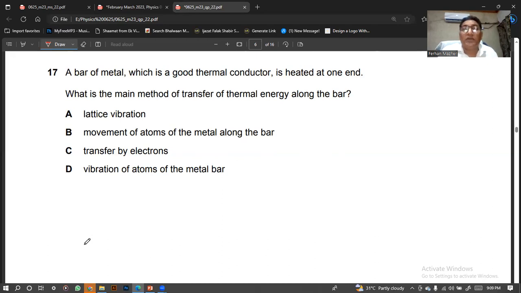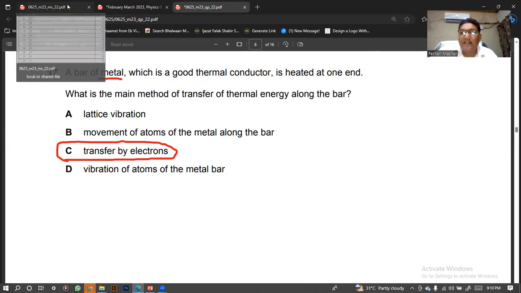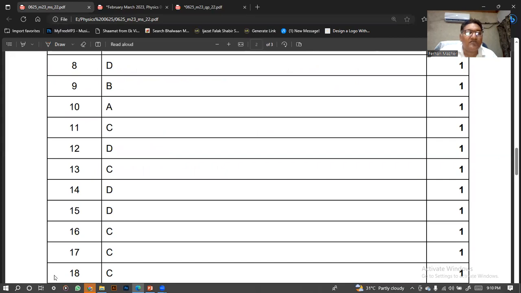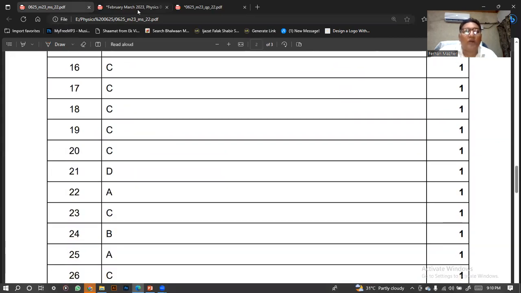A bar of metal, which is a good thermal conductor, is heated at one end. What is the main method of transfer of thermal energy along the bar? This bar is made of metal. In metals we have molecular vibration, but the main reason for conduction is that they have free electrons. The free electrons move from the hot end by absorbing the energy, and they flow to the cold end of the metal. We call it free electron diffusion. That makes the metal a better conductor. So for question number 17, C, transfer of electrons, is the right option, sir.